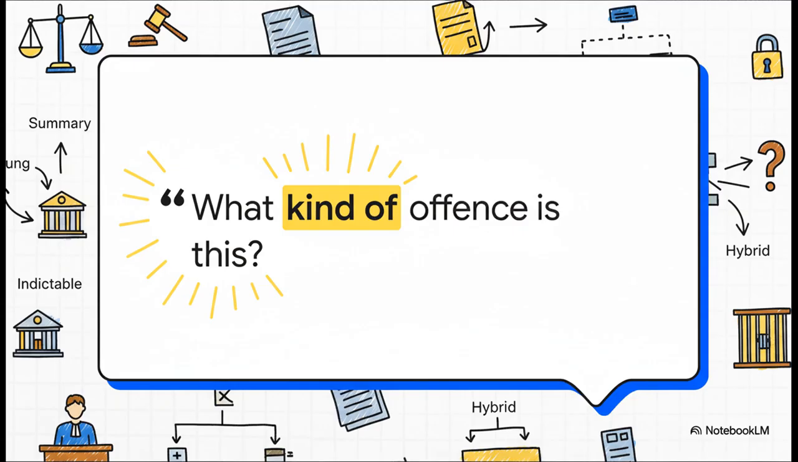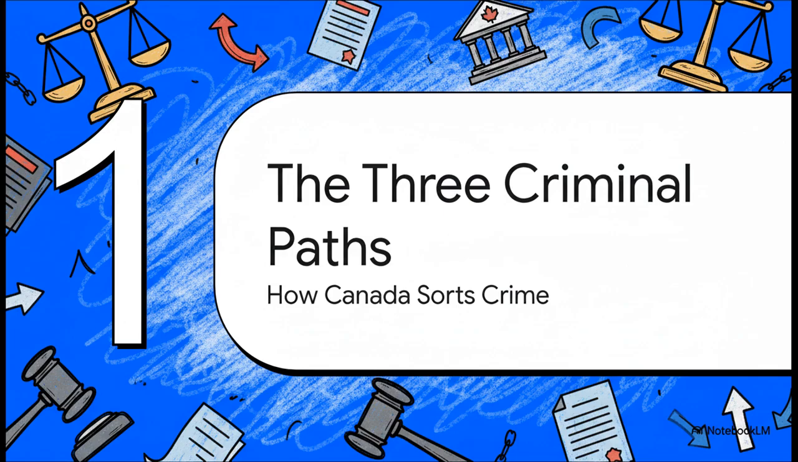It determines the court, the potential penalty, and even what rights the person accused of the crime has. It is, quite literally, the starting point for the whole shebang. To really get what that question means, you have to understand how Canada sorts its crimes. Every single offense in the criminal code is funneled into one of three categories. Think of them as three totally different roads a case can travel down.